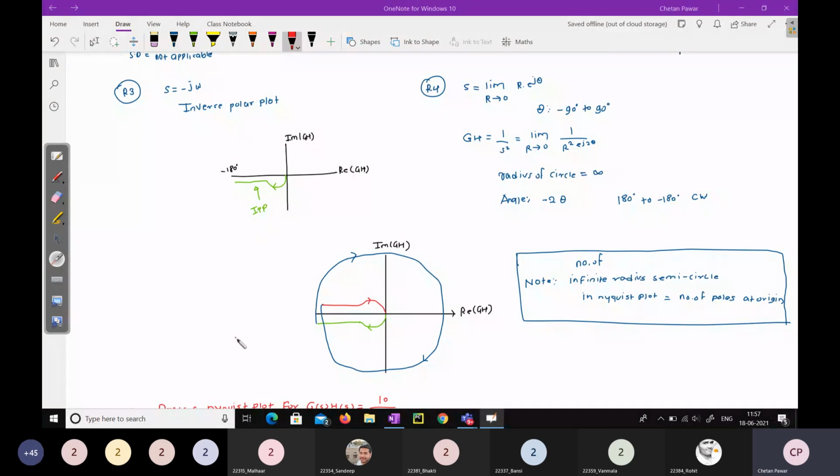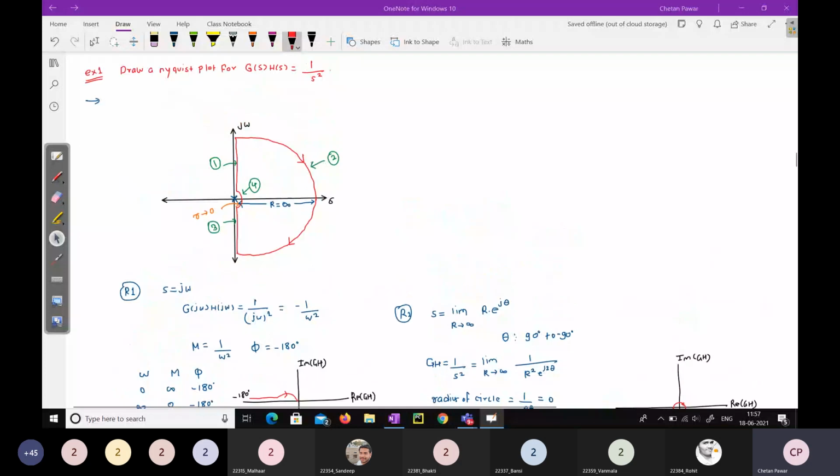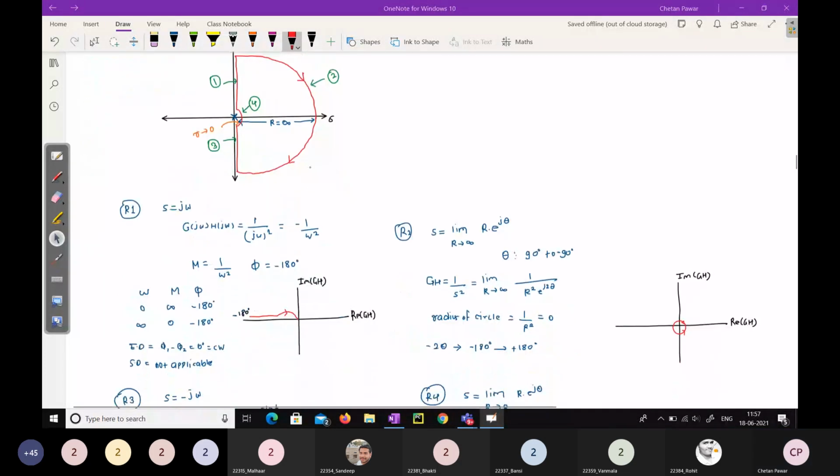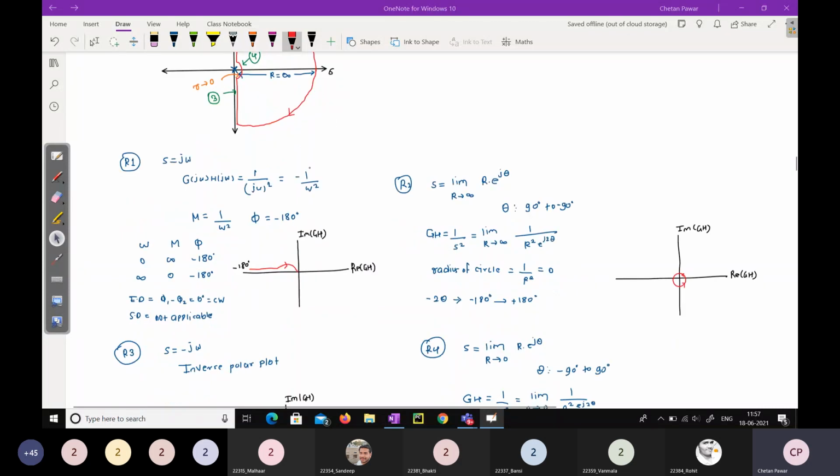Okay, so have you understood this? Any doubt here? Like this way we will draw the Nyquist plot for the open loop transfer function by doing the mapping of the Nyquist contour. Have you understood this? Any doubt here? You can ask me freely.